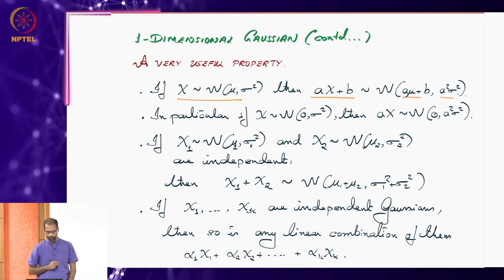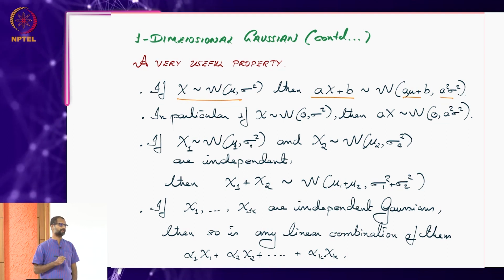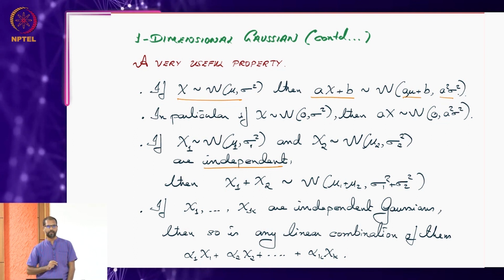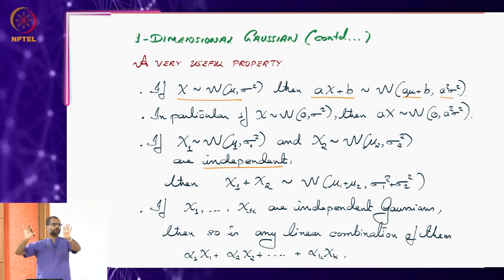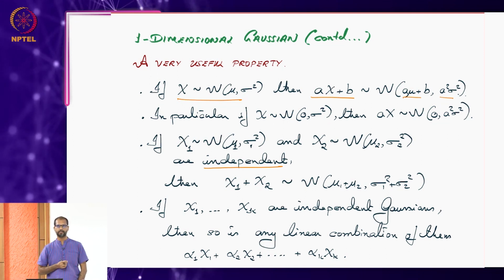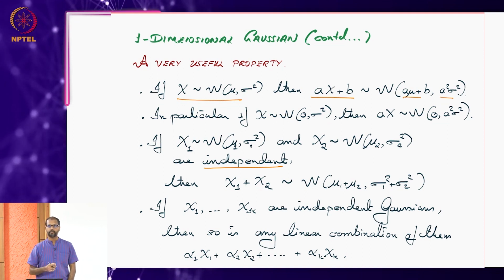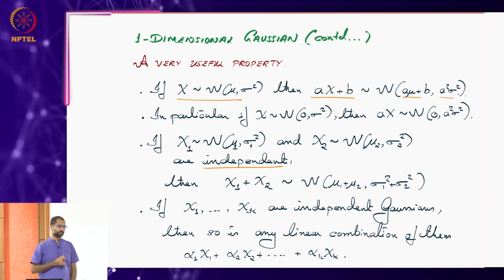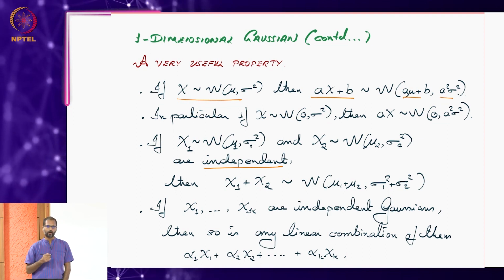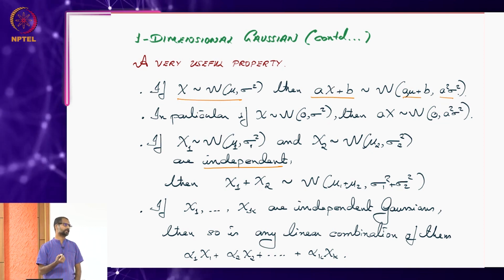The second important property is if you have two Gaussian random variables x1 and x2, which are known to be independent. Remember, our matrix is going to be full of independent Gaussians. If you add two independent Gaussians, you again get a Gaussian. This is a very rare phenomenon. Not many distributions have this kind of phenomenon.